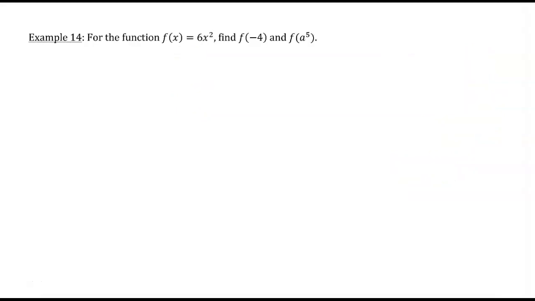In example 14, we're given a function f of x is equal to 6x squared. We're going to evaluate the function at -4 and a to the 5th. Let's start by finding f of -4. That means we want to put a -4 where the x is in the function f. So instead of 6x squared, we want 6 times -4 squared. -4 squared is -4 times -4, or positive 16. So this becomes 6 times 16, which is 96. That tells us that f of -4 is positive 96.